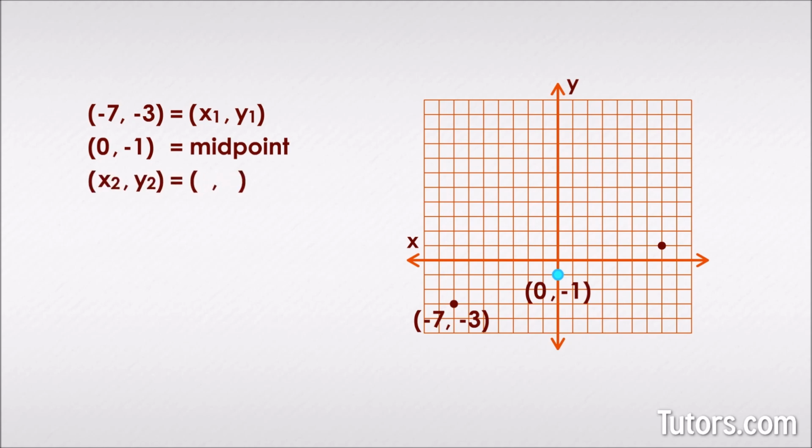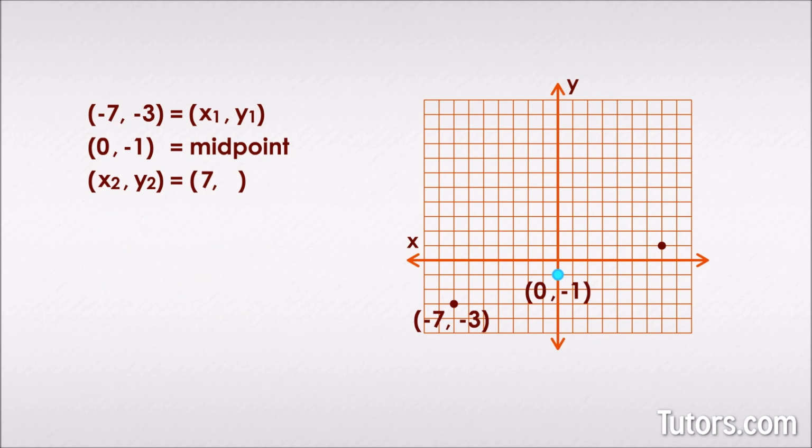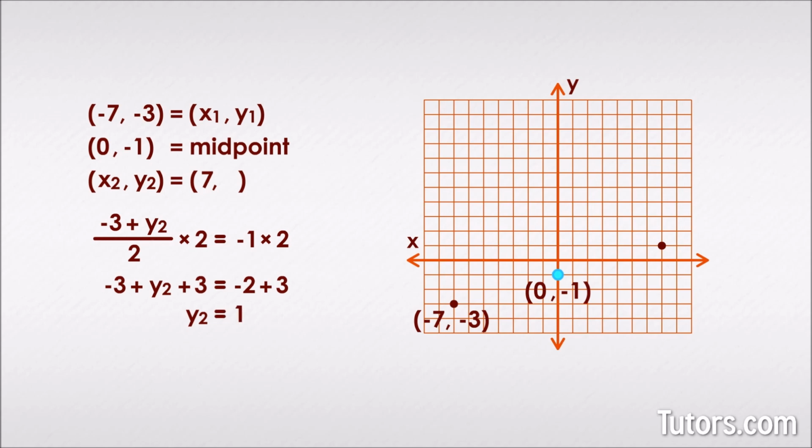To find x, we have -7 plus x2 divided by 2 equals 0. Now, you multiply both sides by 2. Simplify, add 7 to both sides, and you get x2 equals 7. Now we do the same thing for y. We start with -3 plus y2 divided by 2 equals -1. Now, you multiply both sides by 2. Simplify, add 3 to both sides, and you get y2 equals 1. This yields the endpoint x2, y2 of 7, 1.